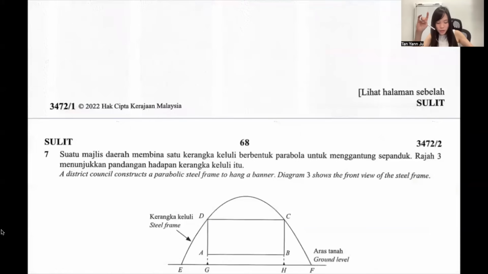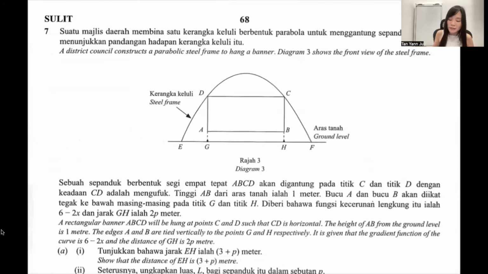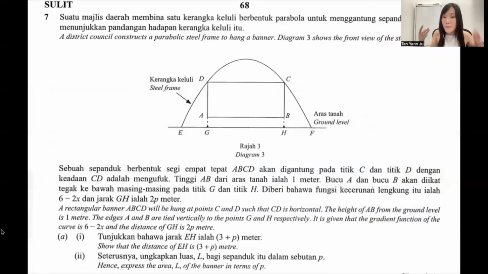That next one, question 7. They say a discrete counselor constructs a parabolic steel frame to hang a banner. Parabolic means balance one, okay? Balance happy face, balance sad face, parabolic. So now you have a frame so that you can hang a banner there. Diagram 3 shows the front view of a steel frame. So this is actually the front view of it.